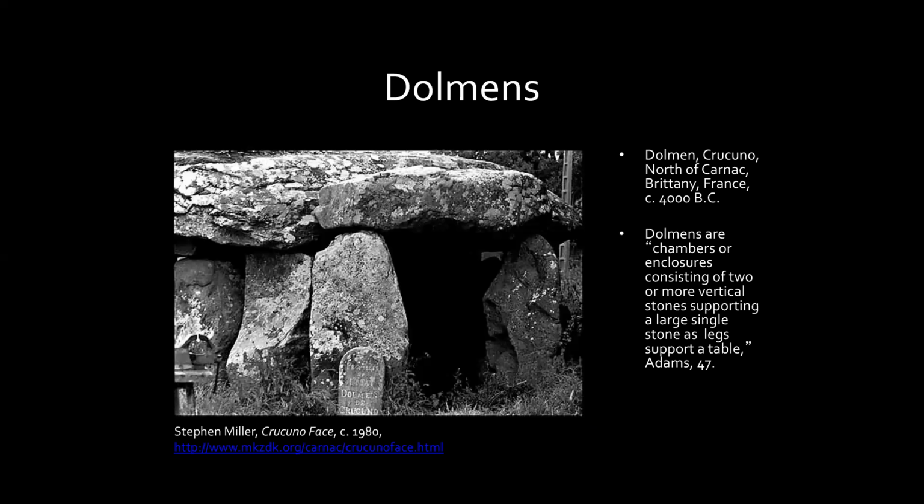So the dolmens are kind of interesting. The earliest dolmens that exist are more complicated, and over time they became less complicated. So chambers are enclosures consisting of 2 or more vertical stones supporting a large single stone, as legs support a table. And some of these go into, they're basically making these caves that are pretty interesting with multiple chambers, sometimes having burials inside of them. Obviously, this stone right here is not from the time period, but the rest of it is ancient.